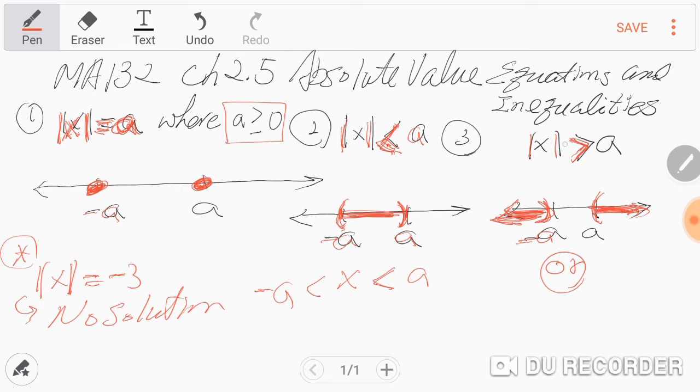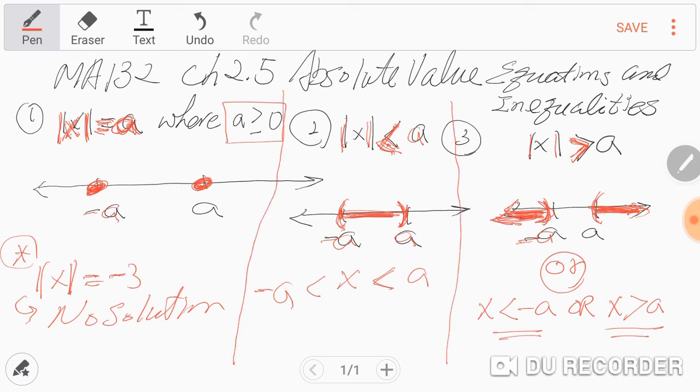The third case is absolute value of x is greater than a. Then there are two intervals. So x is less than negative a, this interval, or the interval on the right, x is greater than a. So there are three equations and inequalities related to absolute value.